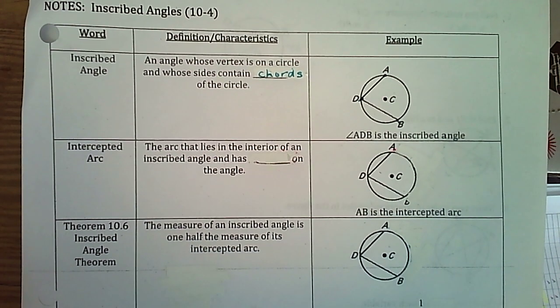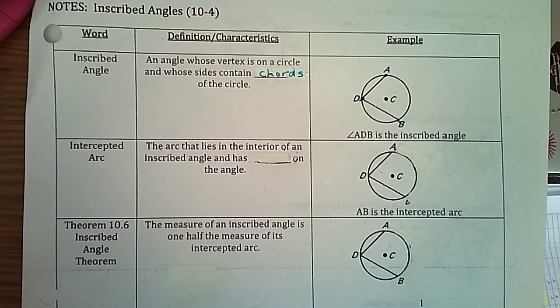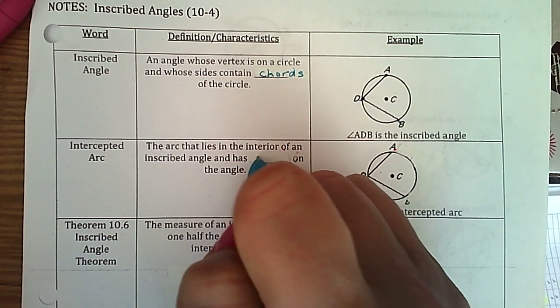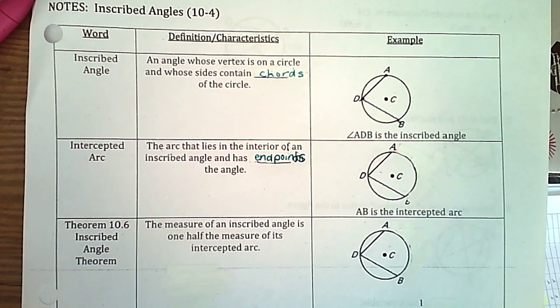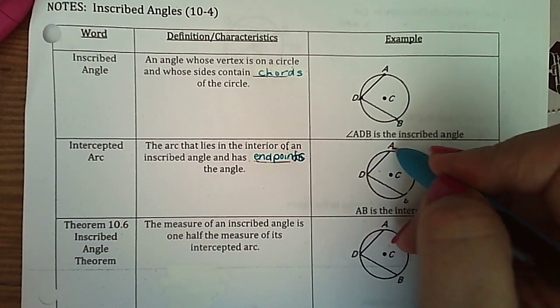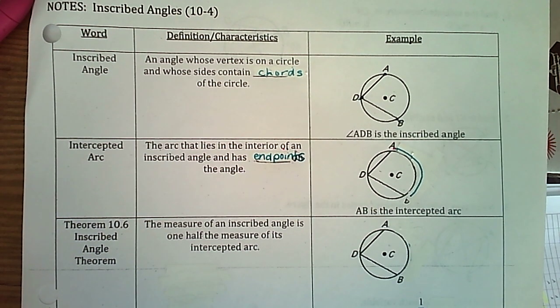The second bit of vocabulary for today is called an intercepted arc. The intercepted arc is the arc that contains the interior of the inscribed angle and has its endpoints on the angle. So what that means is it's the arc here that is created by my inscribed angle. Because remember, the arc is on the outside, the angle is on the inside.